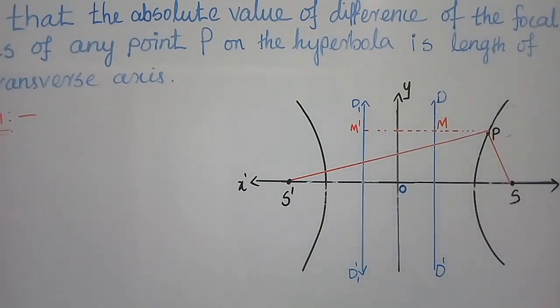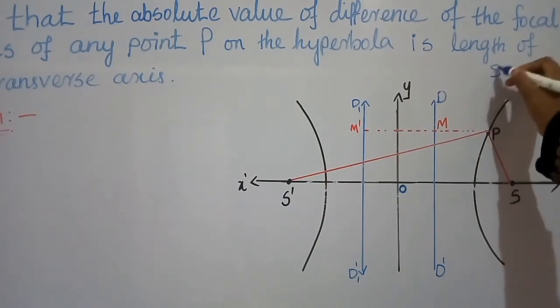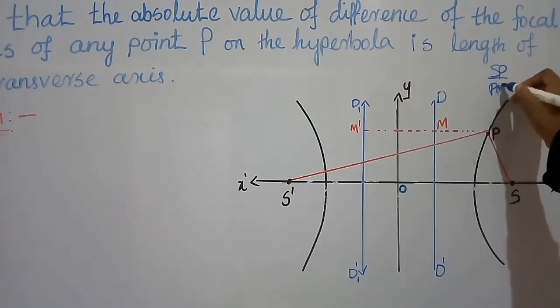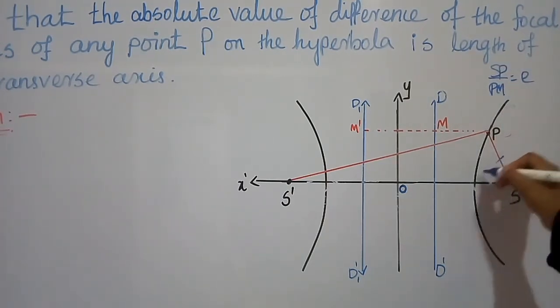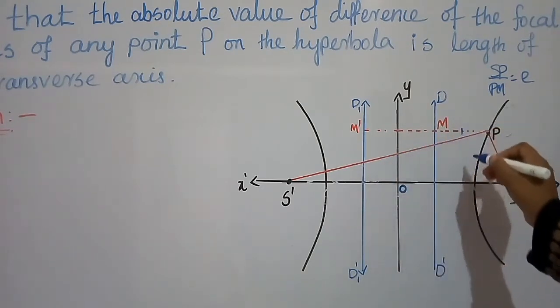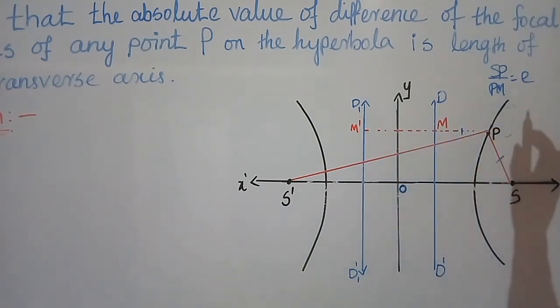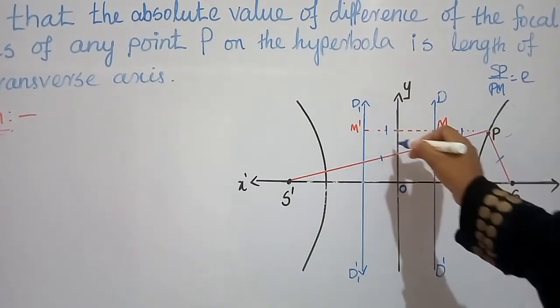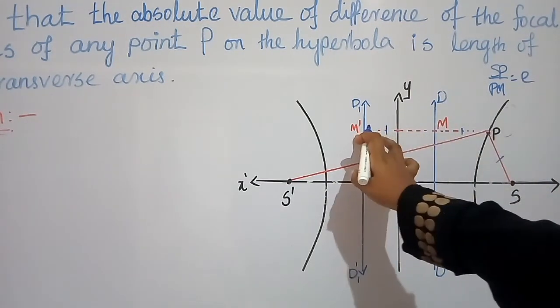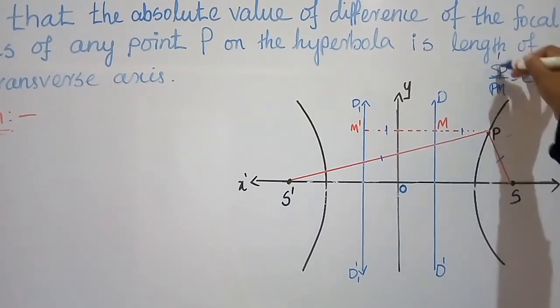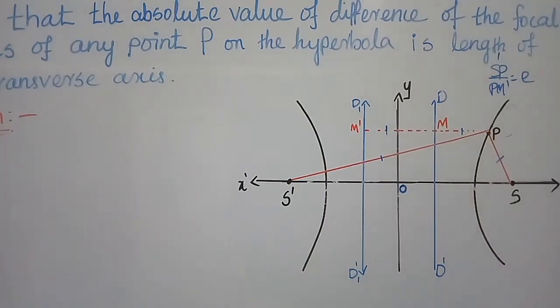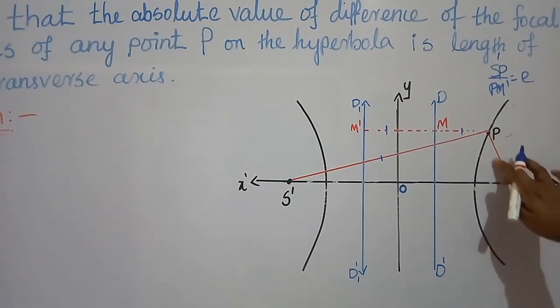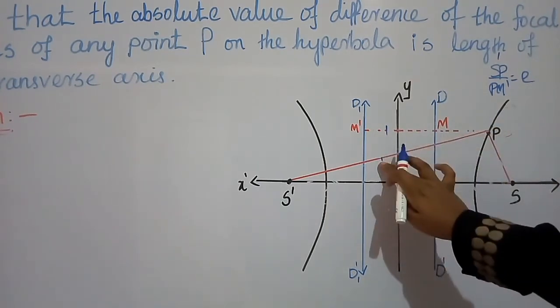Already you know that the ratio of SP by PM is equal to the eccentricity E. And also you have S dash P and PM dash. See, this is PM dash. That also, S dash P by PM dash, if you write, is also your eccentricity. Understood? You can see this distance in this diagram.